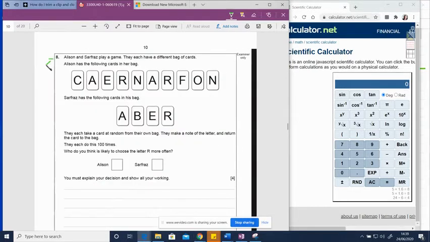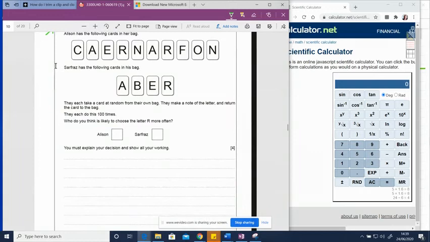So here we have question 8. Question 8 tells us that Alison and Sarfraz play a game. They each have a different bag of cards. Alison has the following cards in her bag, and you see the word Carnarvon. Sarfraz has the following cards in his bag, and you can see Aber. The question tells us that they each take a card at random from their own bag. They make a note of the letter and return the card to the bag. They do this 100 times. Who do you think is more likely to choose the letter R more often?